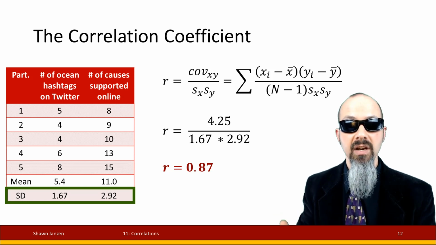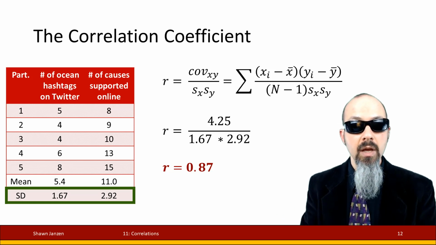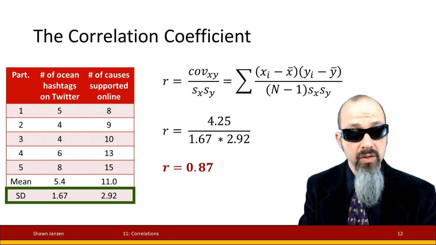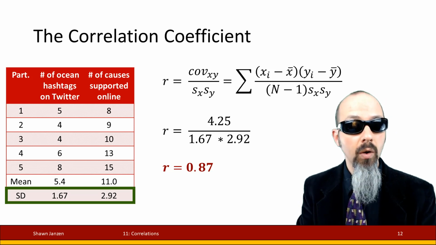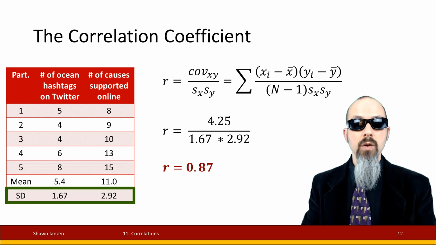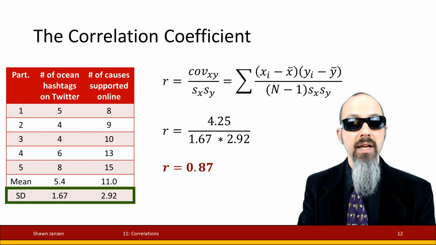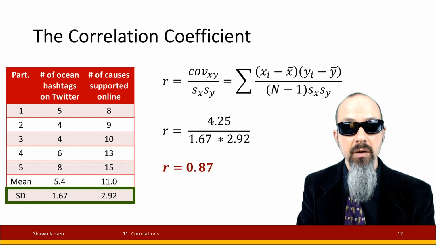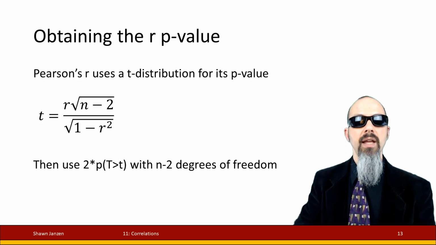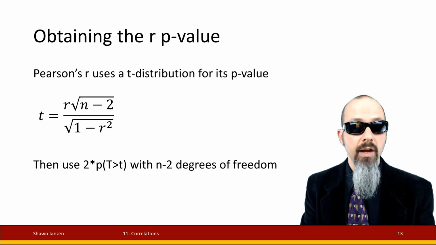That's going to give us an R value of 0.87, which is a very strong positive correlation. There's a strong relationship here between the number of ocean hashtags people are using on Twitter for environmental causes and the number of online causes for other things they're supporting in general. And if I want to go ahead and see, is this a significant correlation, then we need to start talking about p-values.